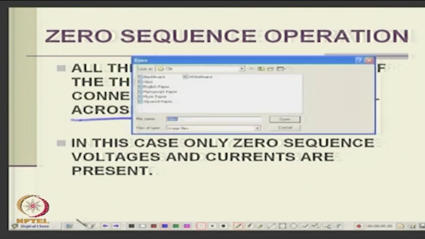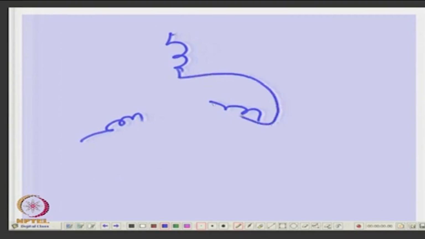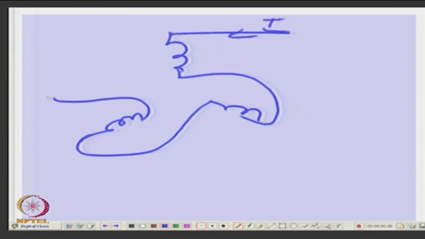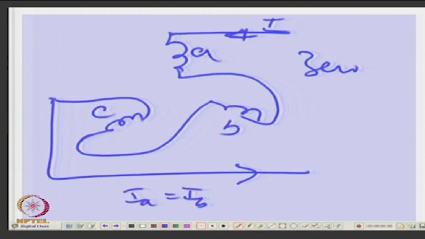So, zero sequence may mean, supposing you have 3 windings, then you can connect all of them in series and pass the same current. This is zero sequence: A winding, B winding, C winding, they are in series, that means IA equal to IB equal to IC. This is a zero sequence operation.